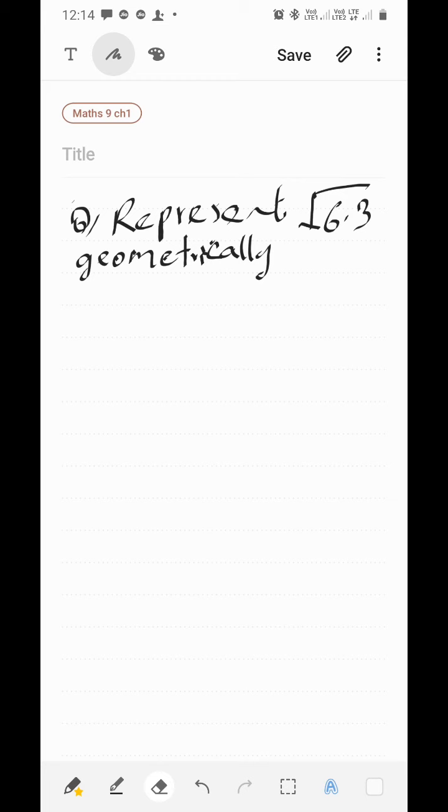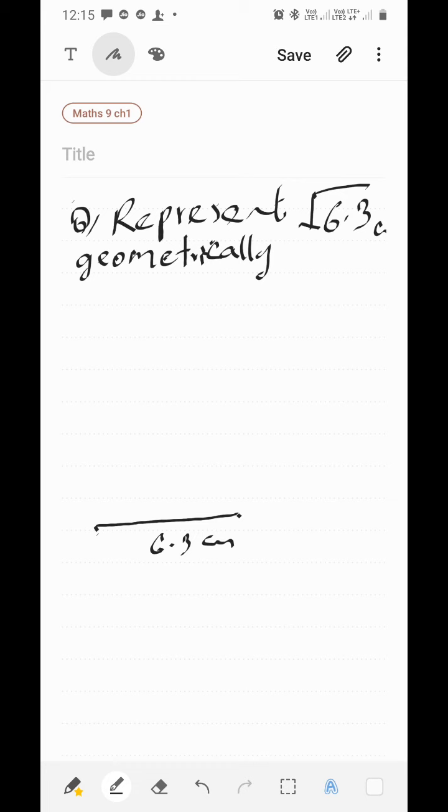Here first of all we have to take that given length 6.3, without the root. Here actually root 6.3 centimeter is the question, am I right? Yes, so that 6.3 centimeter we have to mark. Take your scale and pencil, and suppose this is 6.3 centimeter. Draw it first.